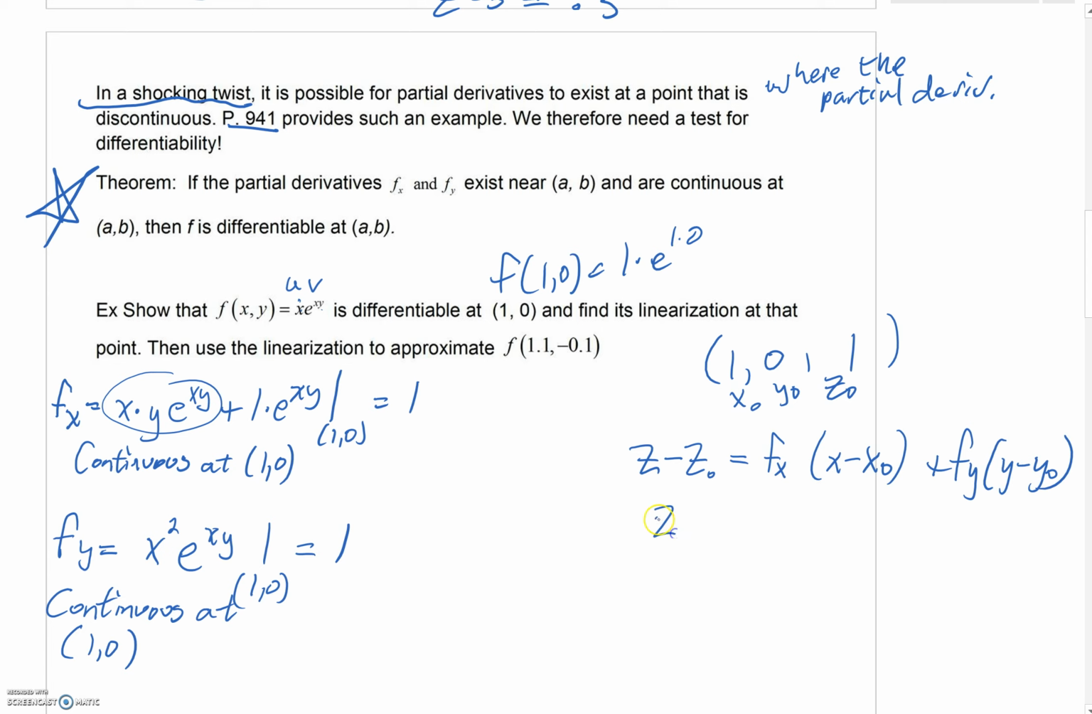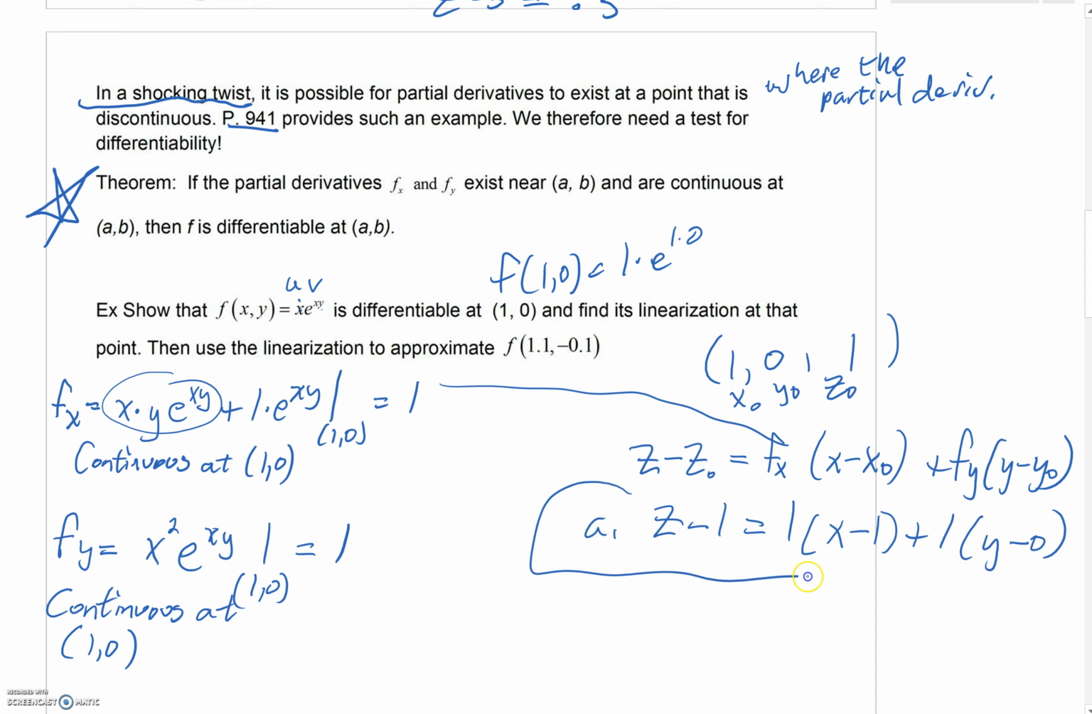And it's only going to take us a moment to clean this up. So this is z minus 1. F of x is going to be a 1. This is x minus 1. This is going to be a 1 right here, but we'll have y minus 0. And, wonderfully, this could be your linearization. This could be your tangent plane equation.